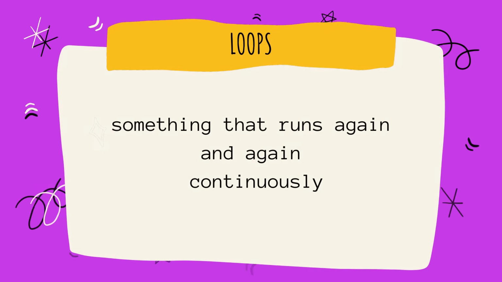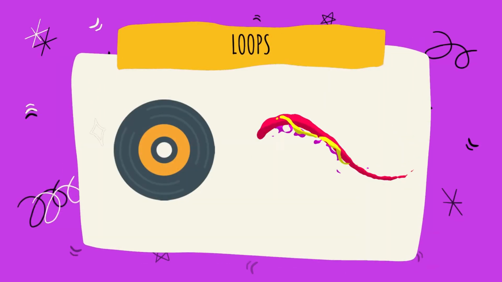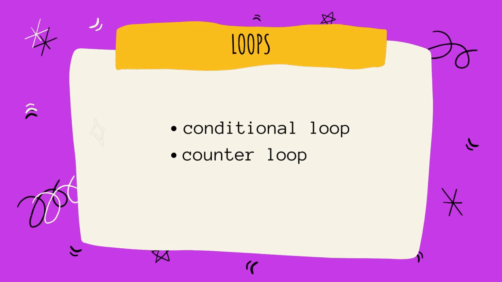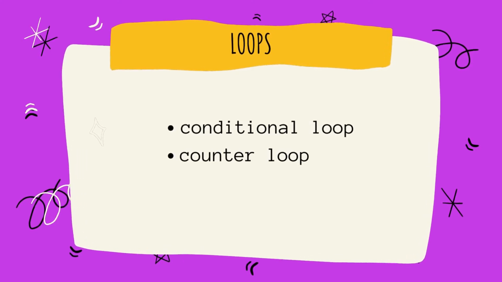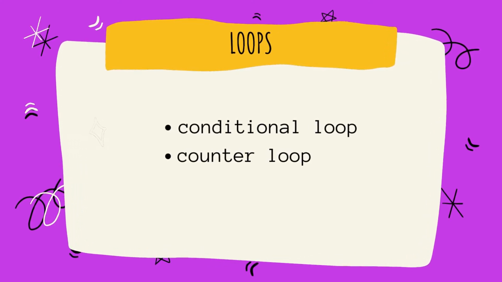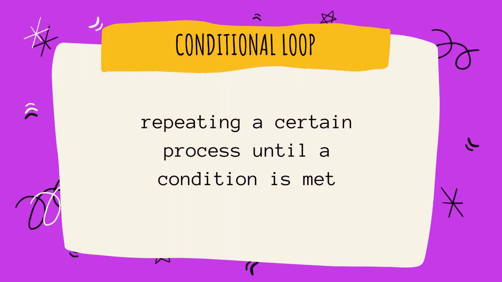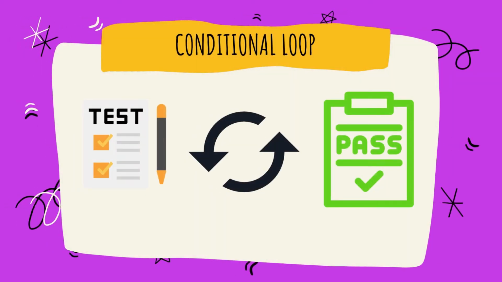If something happens again and again, we call it a loop. Like if a song plays again and again, we say the song is playing in a loop. We have two kinds of loops. One is conditional loop and the other one is counter loop. Repeating a certain process again and again until a condition is met is called conditional loop. Like writing the exam until we get a pass grade.